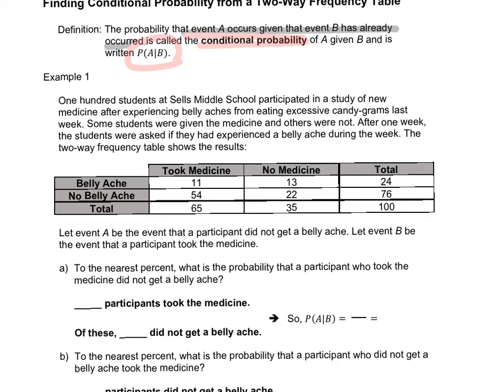So there was an experiment with medicine and bellyaches, and we're trying to determine how reliable this medicine is. So there's a two-way frequency table there. We saw some of those last lesson. We're going to use them again here.